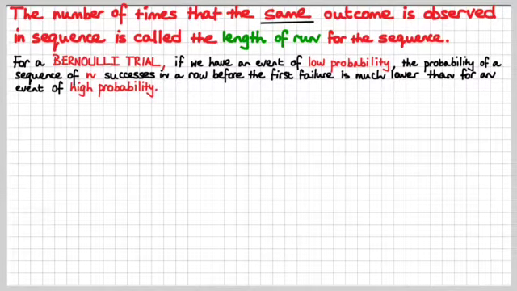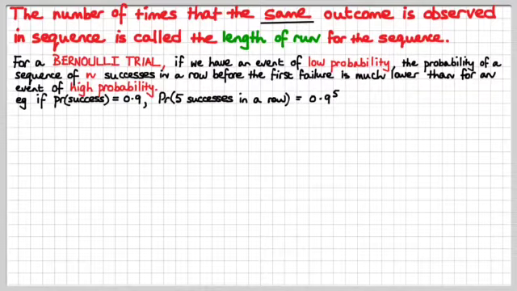For a Bernoulli trial, if we have an event of low probability, the probability of a sequence of n successes in a row, that is, before the first failure, is much, much lower than for an event of high probability. Now that makes sense, doesn't it? We'll have a look at an example just to make sure we understand this.